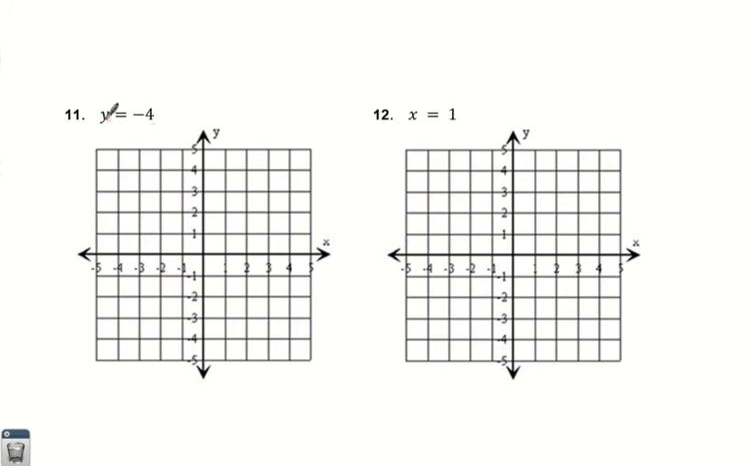So this means it's going to be horizontal. So I go to y equals -4. So on the y-axis, y equals -4. And I draw that horizontal line, and that's it. This is going to be vertical. I'm going to go to x equals 1 and draw my vertical line. HOIVUX.